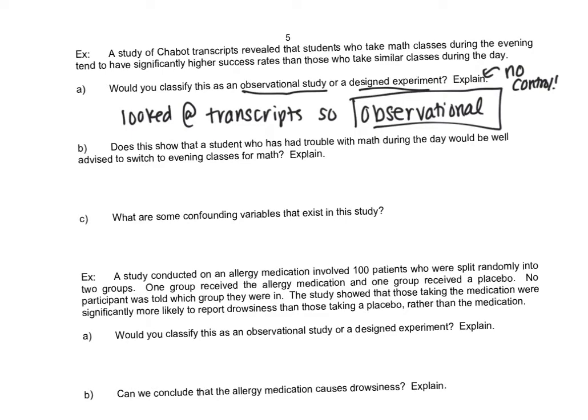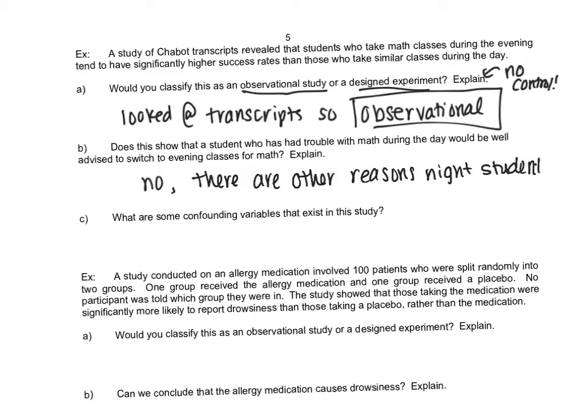So does this tell you, as maybe someone who has trouble in math during the day, that you should be well advised to switch to evening classes? I would say probably not, right? We're not gonna just switch to the evening and we're magically doing better. And so that's what a confounding variable is. There are other reasons night students are doing better. And that is what we call a confounding variable.